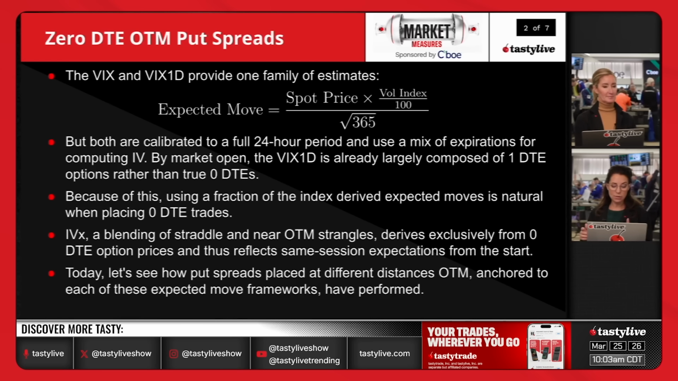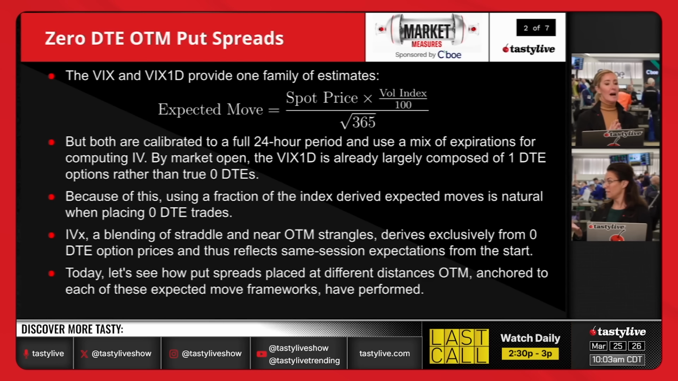Because of this, using a fraction of the index-derived expected moves is natural when placing 0 DTE trades. Then there's IVX, a blending of a straddle. This is the old trader trick. This is how we used to get expected move before you kids had everything these days. A blend of a straddle and a near out of the money strangle derives exclusively from 0 DTE option prices and thus reflects the same session expectation from the start.